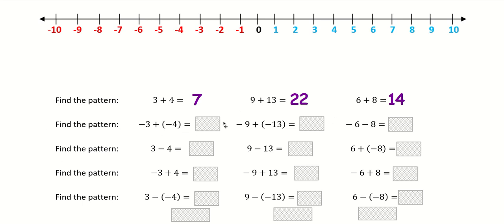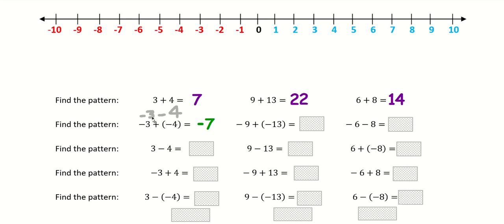So here on the next row, we're adding a negative. So what does it mean to add a negative? I'd like you to write this down. When you add a negative, you're essentially just subtracting. So to add a negative 4, it's literally the same as just straight up subtracting 4. Adding a negative 4, subtracting 4, same thing.